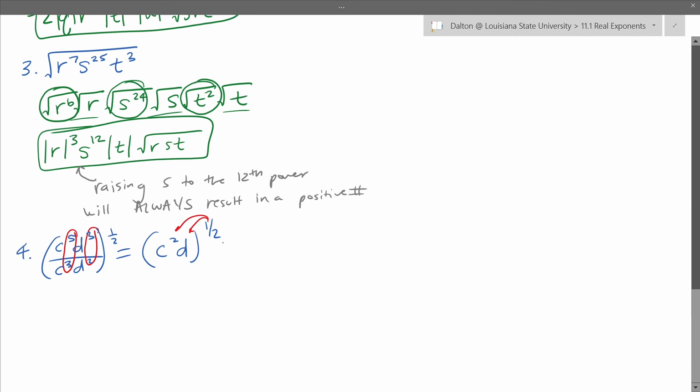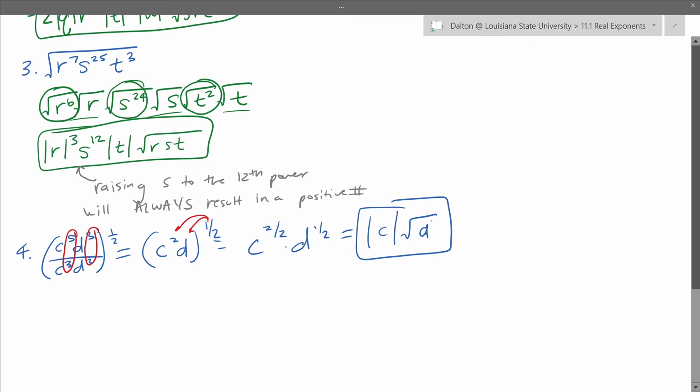So then you end up with c to the 2 over 2 power times d to the 1/2 power. Now again, c to the 2 over 2, this is an even root because its denominator is even. So since it is an even root, then c to the 2 over 2 power should be written as the absolute value of c times the square root of d.